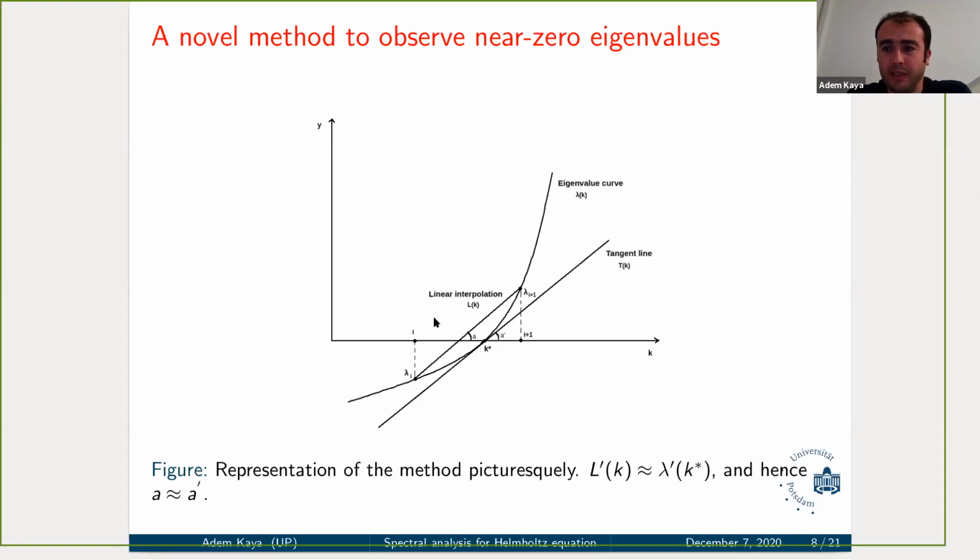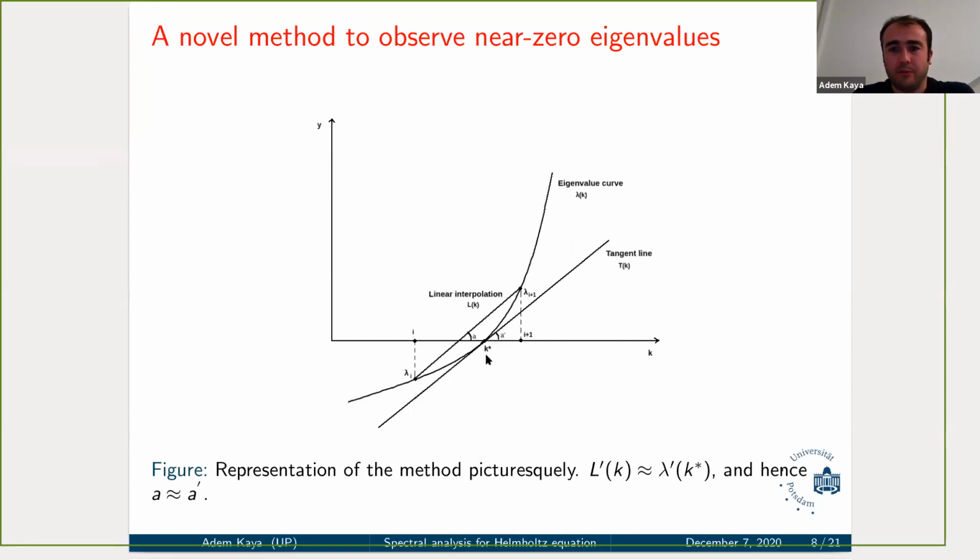Let us assume that the root of Lk is fixed. If the tangent of Lk increases, then we can say that lambda I and lambda I plus one move away from zero. So how can we predict the tangent of Lk? We look at the tangent of lambda k, because it's a good approximation to the tangent of Lk. And by the way, here I assume that lambda k is locally increasing or decreasing. So we say that if the tangent of lambda k is increasing, then lambda I and lambda I plus one move away from zero as long as the root of lambda k, that is k star, the location of k star, does not change much.